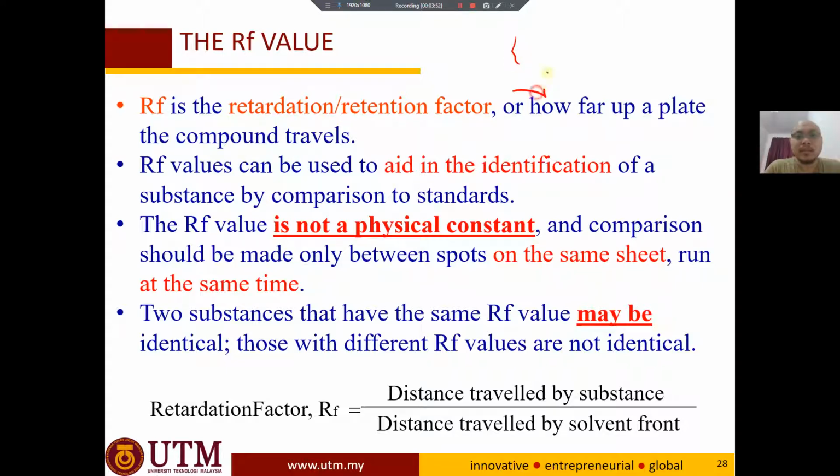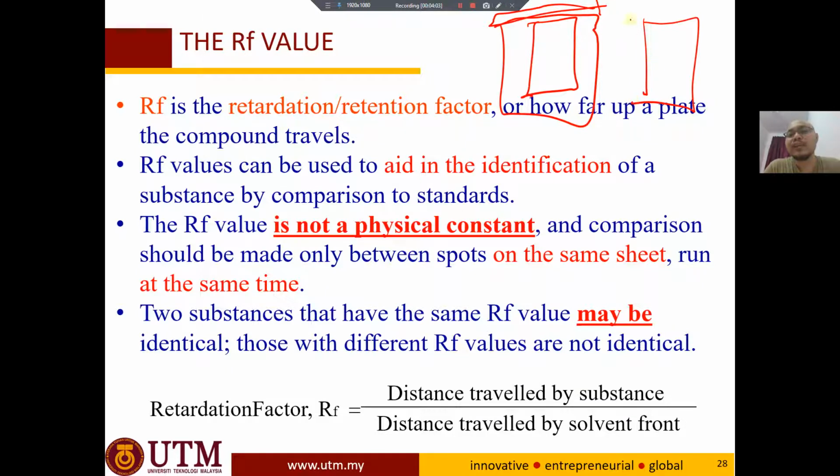For example, in my drawing, you have two chambers. You have two TLC plates. Because the standards are many, you decided to run the samples in a different chamber. Can we compare between these? Cannot. We need to compare on the same sheet and run at the same time. Even though the size of the beaker is the same, the size of the TLC plate is the same, and the solvent is the same, when you do this kind of comparison, it's no longer valid.